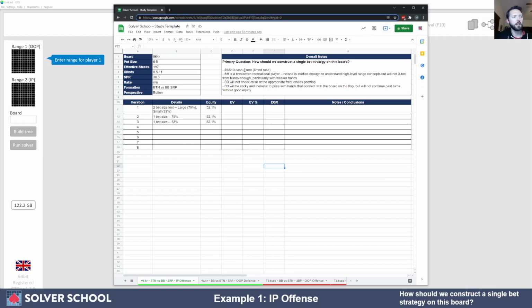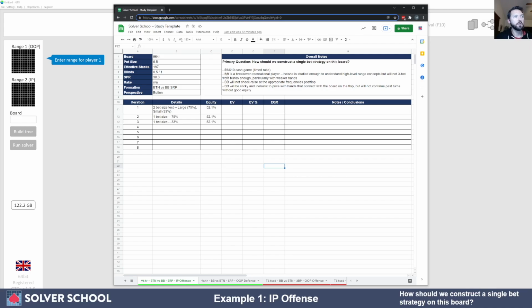What I've just done here is copy-paste the notes from the slides, but we can go through them briefly to talk through what it is that we're actually trying to solve here. So in this example one, our primary question is, how should we be constructing a single bet strategy on this 964 rainbow board? We are the button, and we are looking at this from the perspective of the button, and we raised first in, and the big blind has defended. Now this is a 5-10 cash game with timed rake.